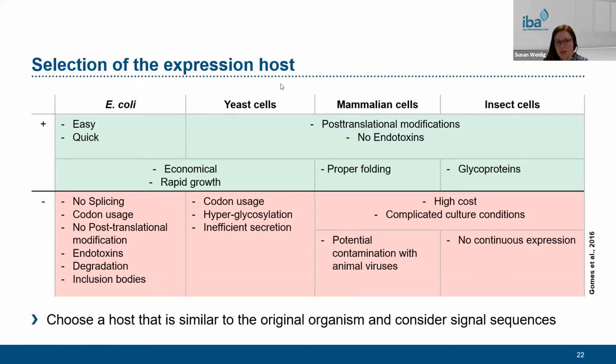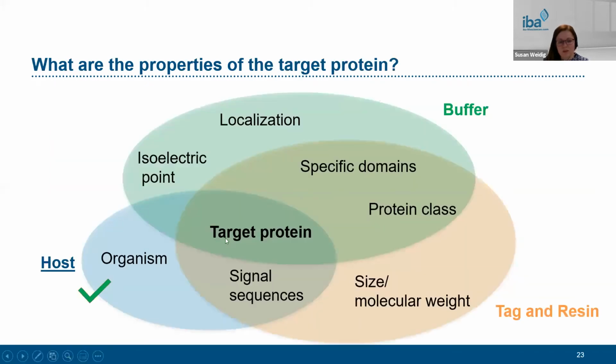Yeah, so the take-home message for the selection of the expression host is: choose a host that is similar to the original organism and consider signal sequences. So we are at the end of the first circle about how to find the right expression host, and now we can go on with the second circle, how to find the right buffer conditions.